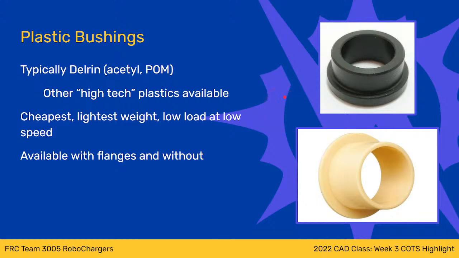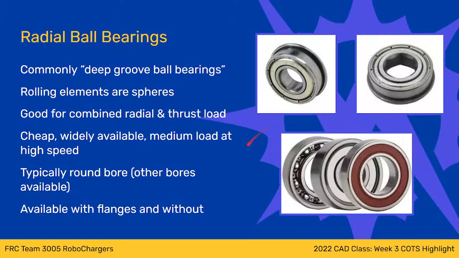So plastic bearings are really common. You can get them with flanges, you can get them without flanges. Not much to be said here. We don't use a ton of them in FRC because typically they can't handle the speeds and the forces that we're dealing with, and the cost savings is not really worth it. Bearings in general are very cheap.